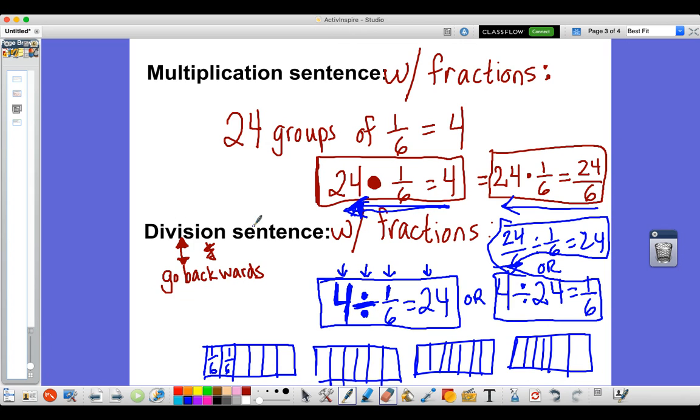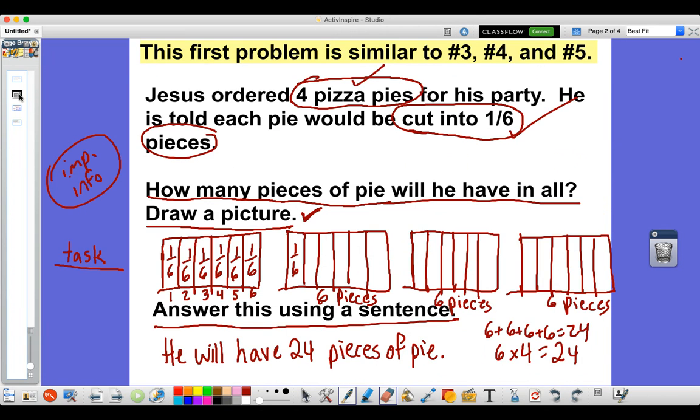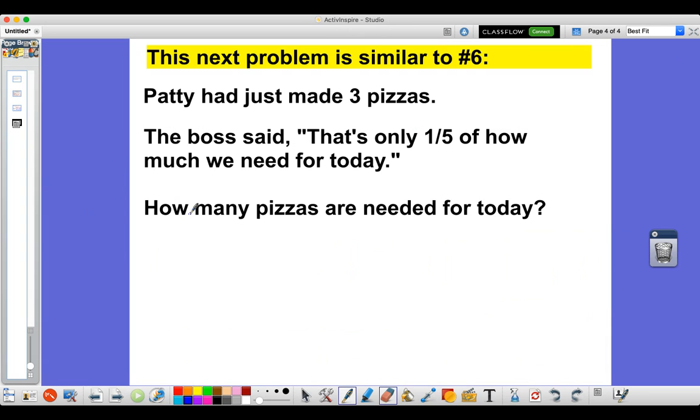Okay, now let's do a problem that is similar to problem 6. We're going to do a problem that's similar to number 6 and number 7. But it's not the same problem, but it's similar. Here we go. Patty has just made 3 pizzas. The boss said, that's only 1/5 of how much we need for today. How many pizzas are needed for today?